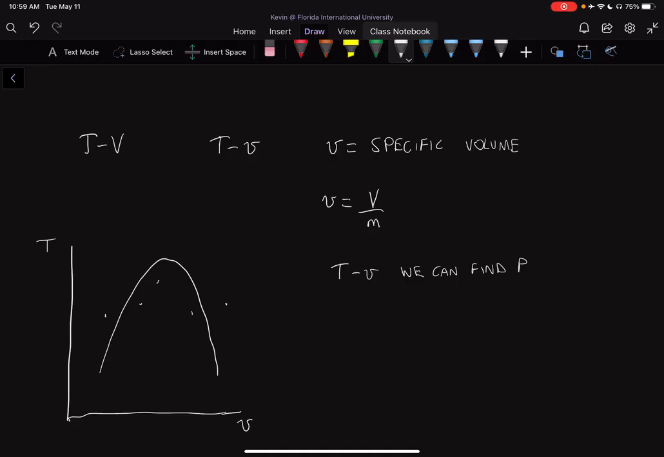So we know that from this graph we can find pressure, temperature, and volume. But how do we determine volume in the saturated region?